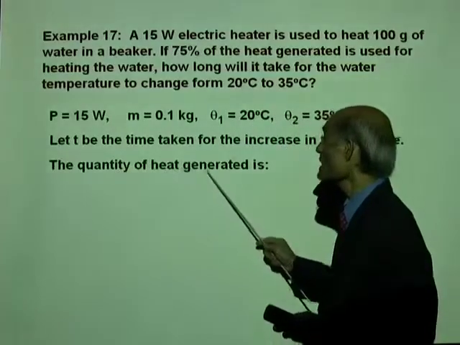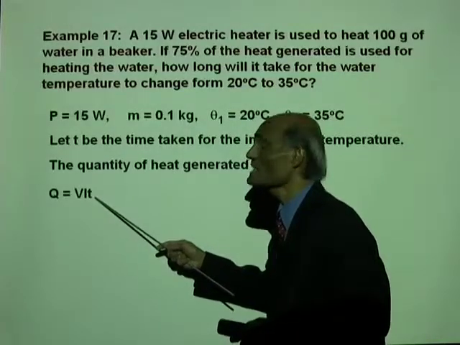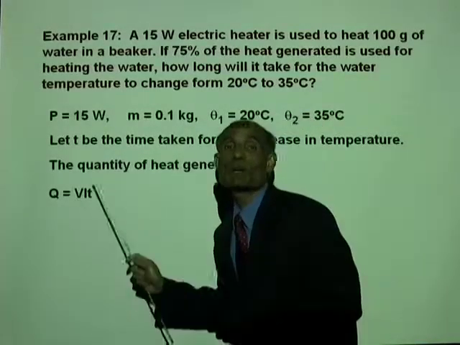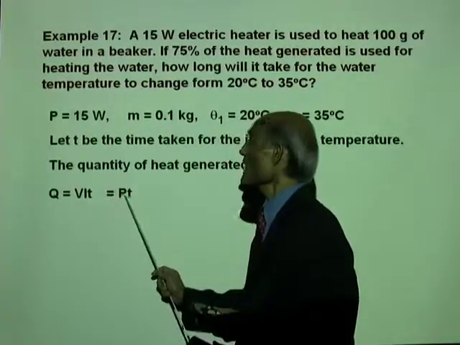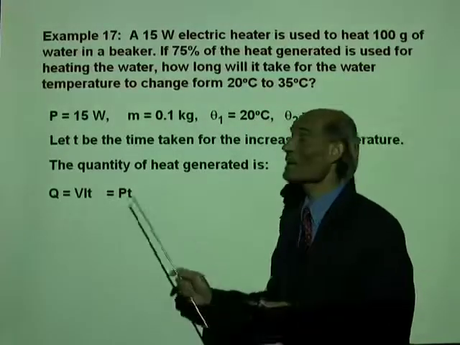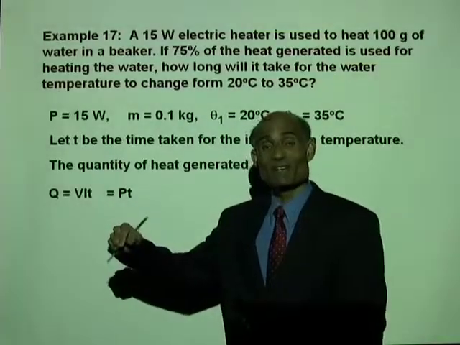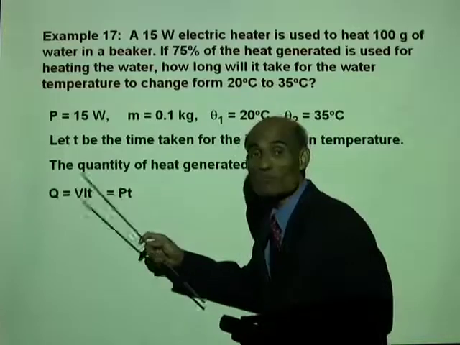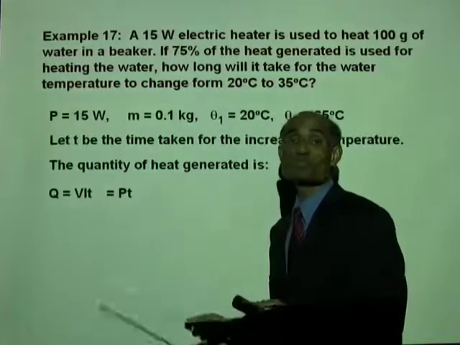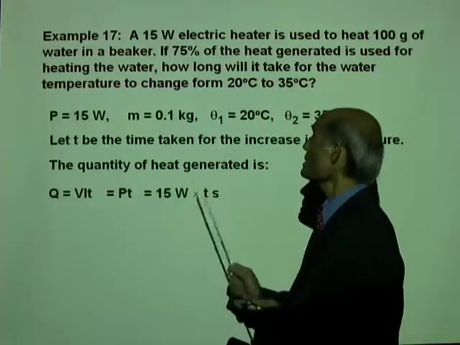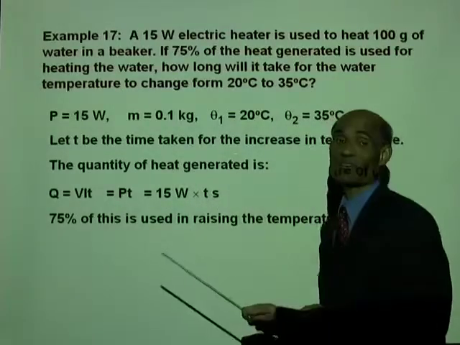The quantity of heat generated is Q equal to VIT, or simply power multiplied by time. VI is the power. So that will be power multiplied by the time. The power means the energy per second. You multiply that with the time during which the appliance is used, you get the total quantity of heat produced during that time. That will be 15 watt times t seconds, that will be 15 t seconds.